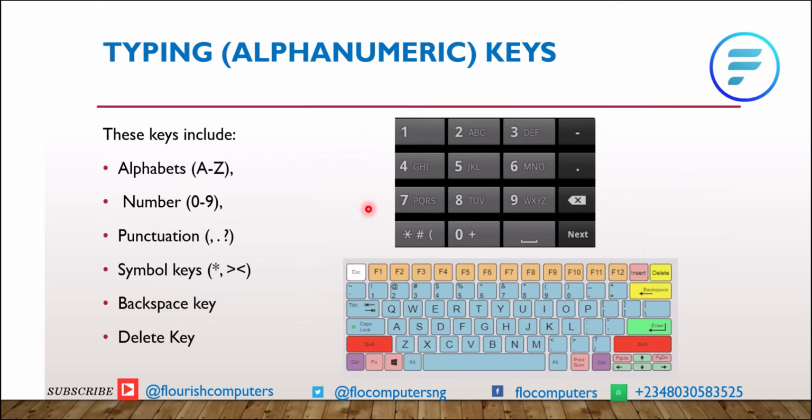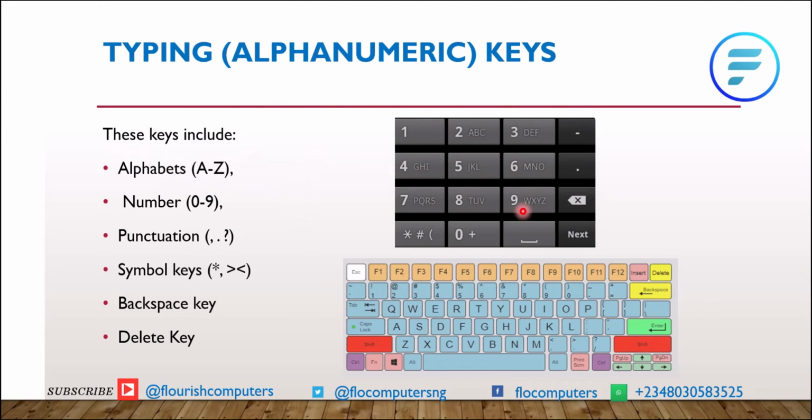Now, the next group of keys that we have is alphanumerics. I've already explained that all the keys, your A, B, C, D to Z, and your 1, 2, 3, your comma, and so on, all of them are referred to as alphanumeric keys. All this group, they are referred to as alphanumeric keys on the keyboard. So we have them as alphabet, numbers 0 to 9, the punctuation, the symbol keys, the backspace, the delete key. They are all referred to also as your alphanumeric keys.